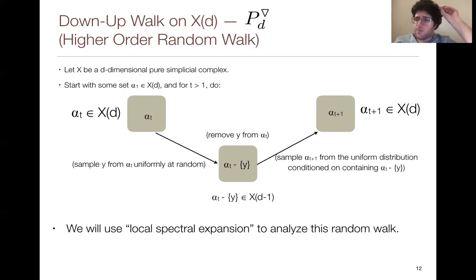So this is called the down-up walk because I start on the level X_d, then I go back down to X_{d-1}, and I go up to X_d. So I'm going down and up. Because of this, it is called the down-up walk.